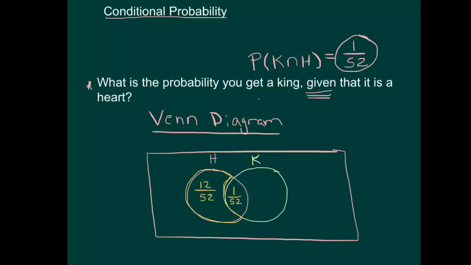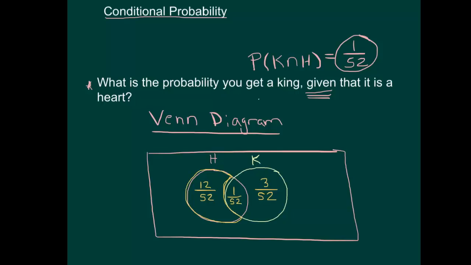The probability of getting a king is, well, there are 4 kings in the deck out of the 52. So I'm going to label this section here 3 out of 52, because this section means you got a king that wasn't a heart. But in the entire yellow circle, when you add those probabilities, you get your 4 out of 52. And so what does that mean about the space on the outside? The space on the outside means you get a card and it's not a king and it's not a heart.